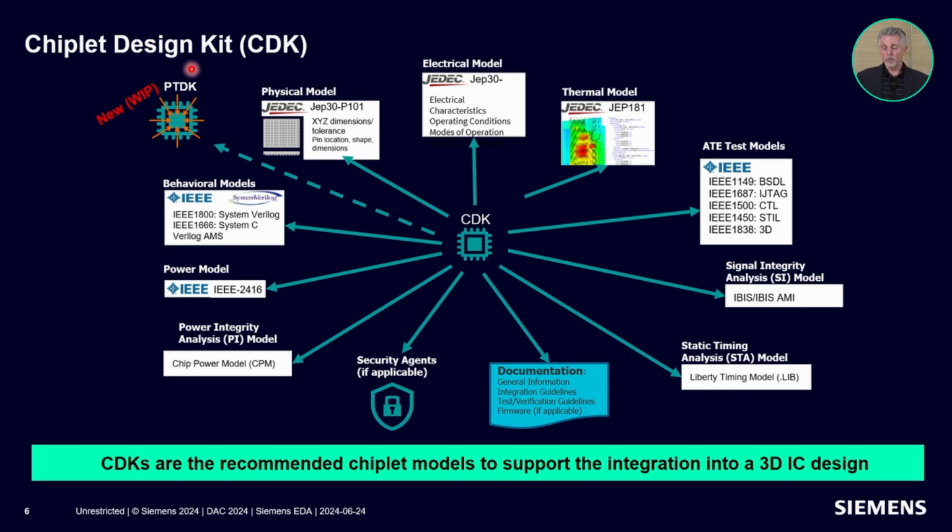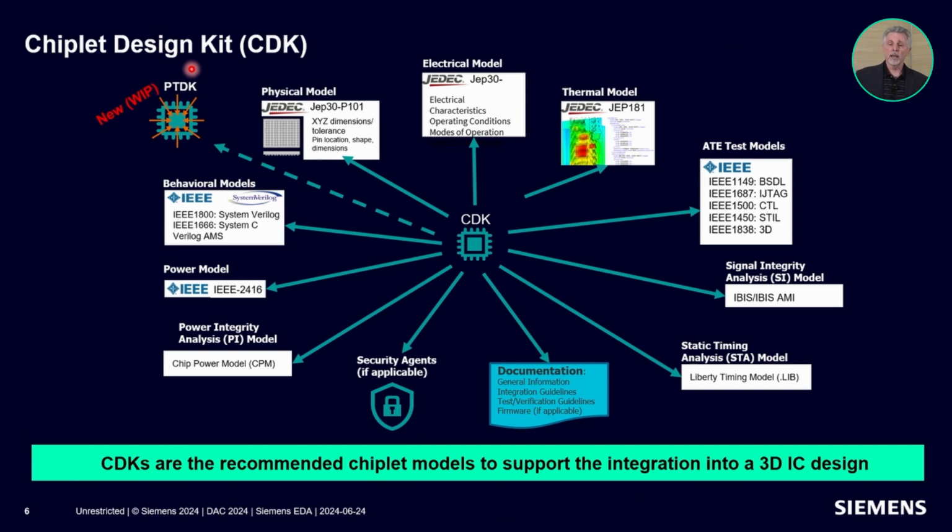So this is basically a high-level summary of what we include in the CDK. We can see we have thermal models, and the different test IEEE standards that are used for testing the chiplets, as well as the 3D protocol for doing stacked dies, the IEEE 1838. For signal integrity analysis, we have IBIS models. .lib models are used for static timing analysis, and then CPM. These are all standards, and most of these, as you can see, are existing standards, whether from JEDEC or IEEE. One area where we did not see existing standards was in some of the physical models, as well as the electrical models.